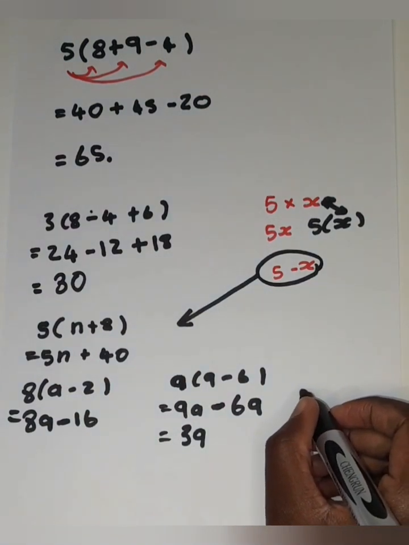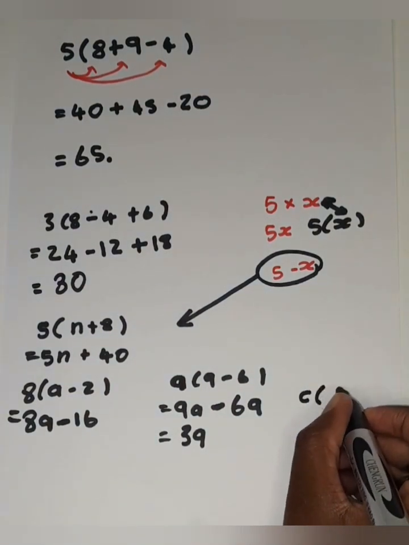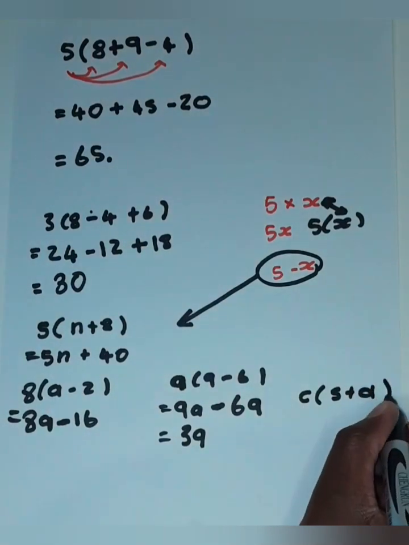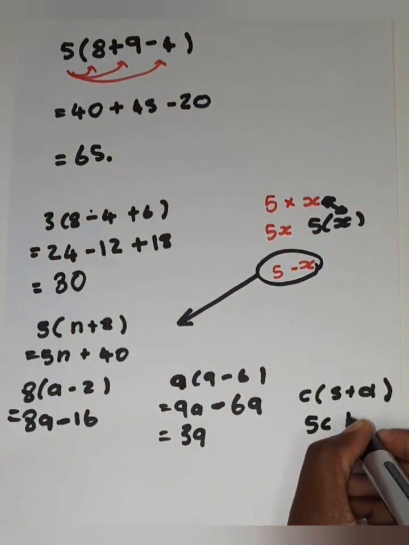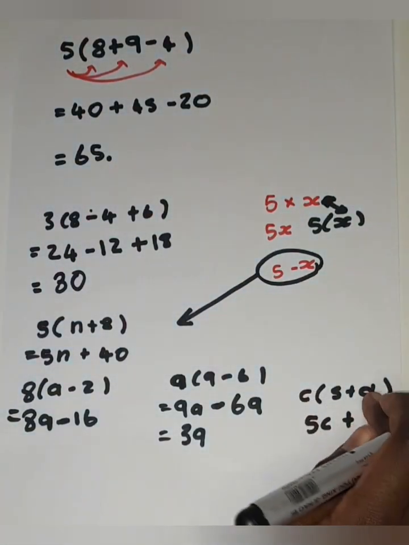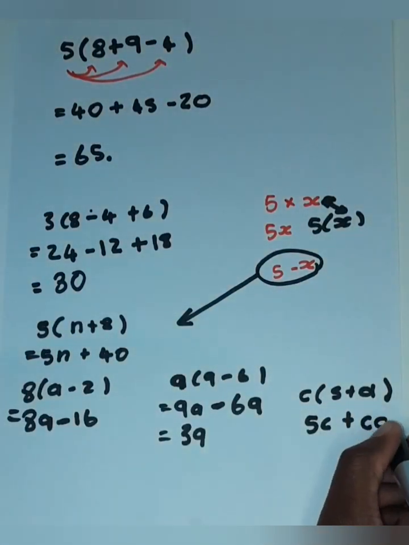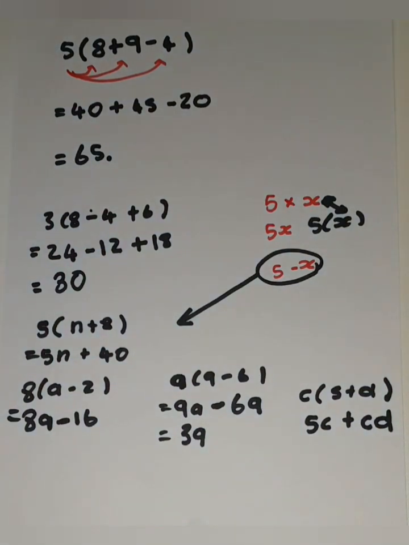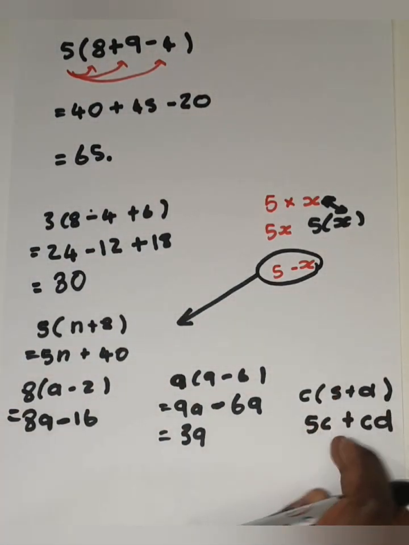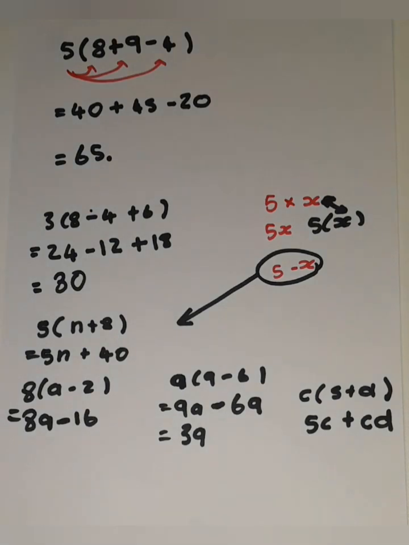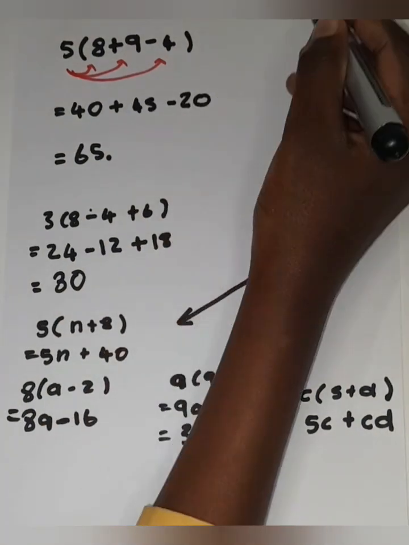Let's see, where we have C times 5 plus D. C times 5, which is 5C, plus C times D, CD. So we are done. These are not like terms. Even though both have C, the other has D again. Let me just write here, just for the space.